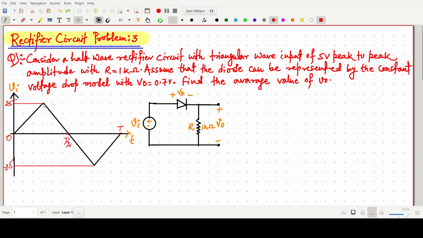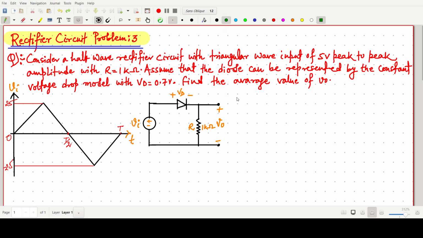So the upper peak is 2.5 volt and the lower peak is minus 2.5. So it is 5 volt peak to peak, and the period of the signal is capital T, with the midpoint at T by 2, and the R value is 1 kilo ohm. Assume that the diode can be represented by a constant voltage drop model, so the VD of the diode is 0.7 volt. We have to find the average value of V naught.